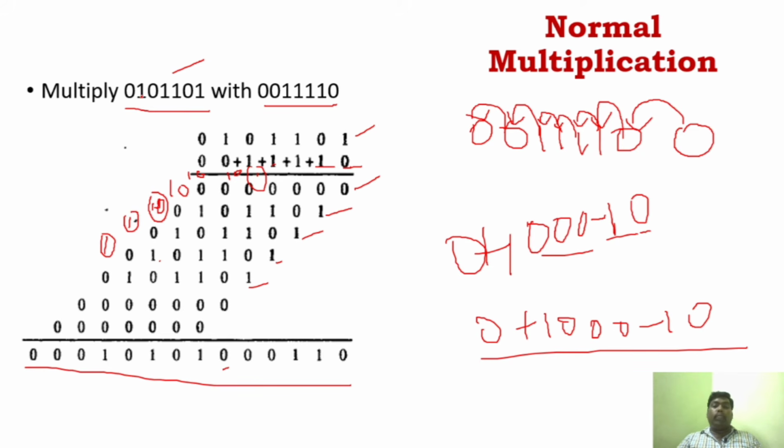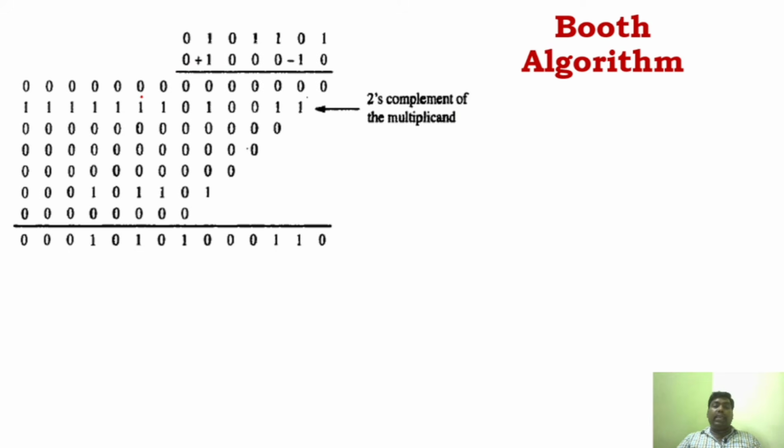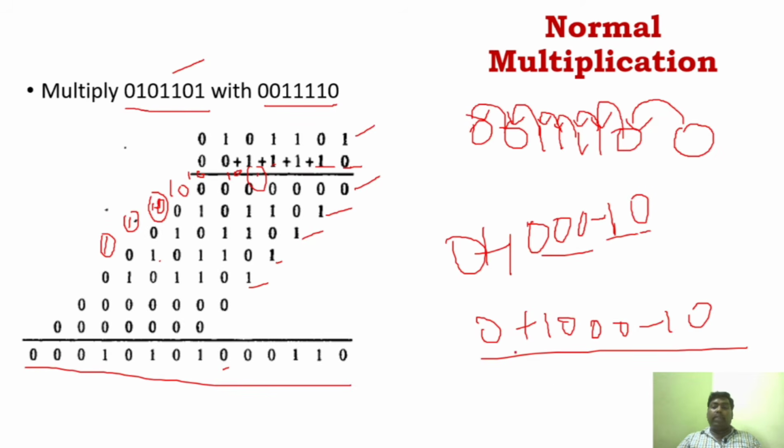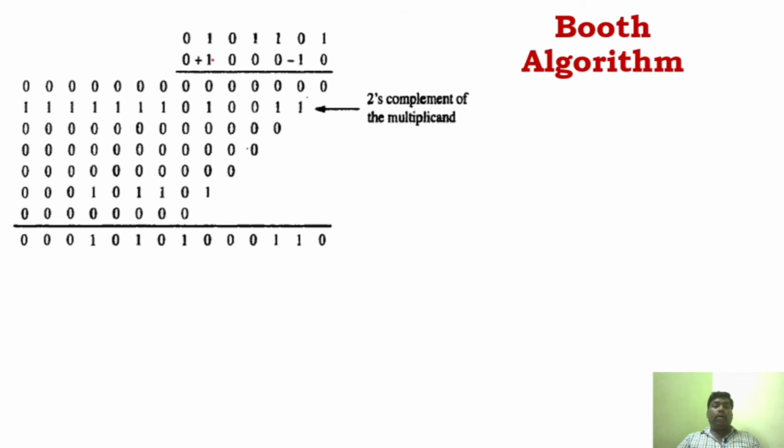I'm going to multiply this one, correct? So see here, this is the multiplier: 0, positive 1, triple 0, minus 1 and 0. Got it? That is what we have obtained. Now, we're going to do the same multiplier here.